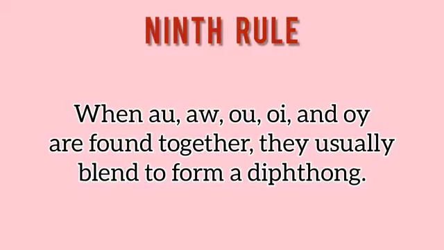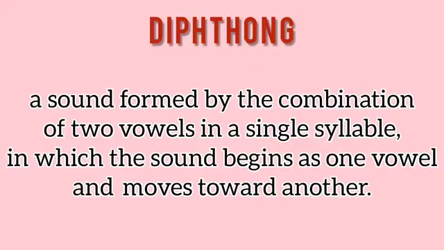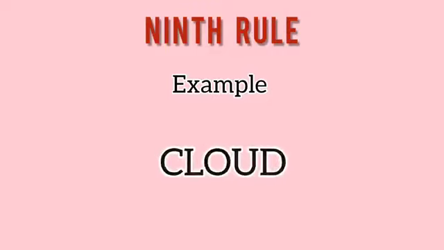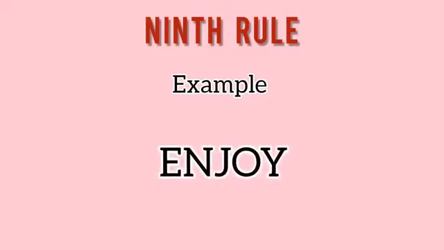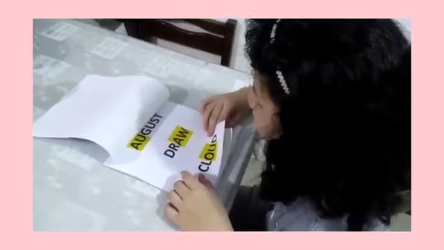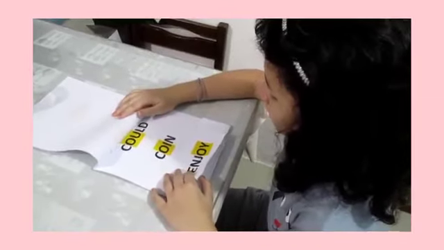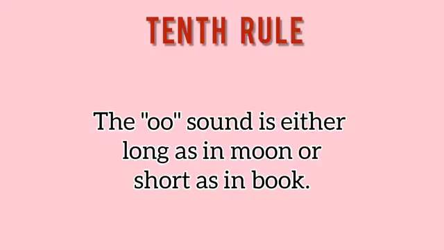When AU, AW, OU, OI, and OY are found together, they usually blend to form a diphthong. What is a diphthong? It is a sound formed by the combination of 2 vowels in a single syllable, in which the sound begins as one vowel and moves toward another. For example, the words August, draw, cloud, could, coin, and enjoy. August, draw, cloud, could, coin, enjoy.